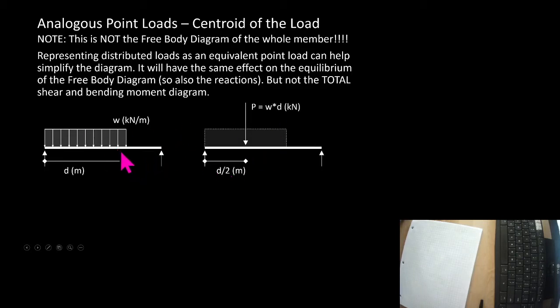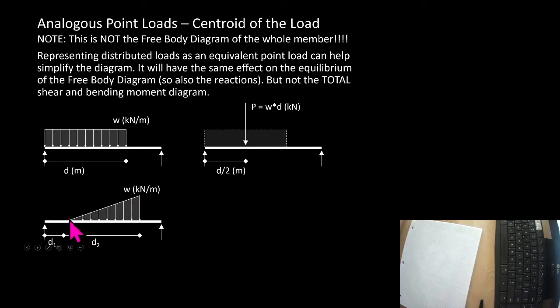So it wouldn't be at the middle of the beam, it would be at the middle of the length of this distributed load. So if we had a distributed load W along this beam, when we were trying to find the reactions, we could represent it as an analogous point load, P equals W times D, and it would act at the middle of D.